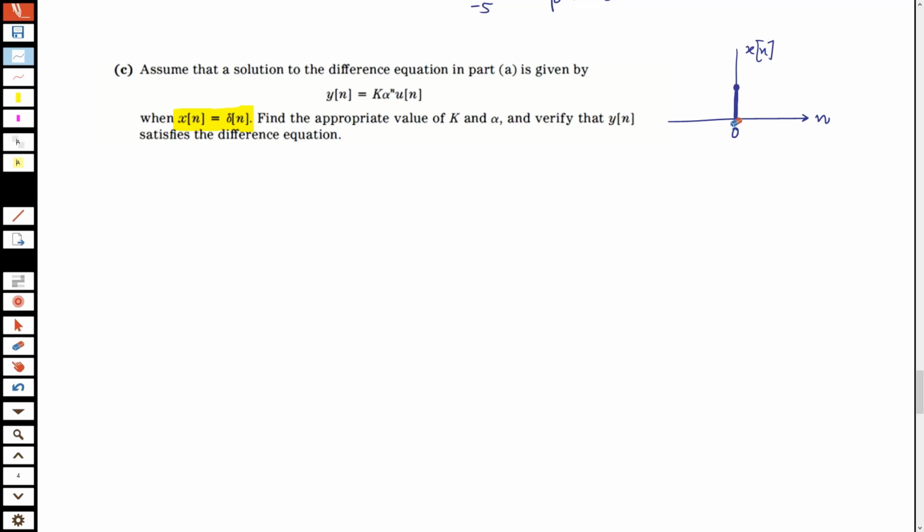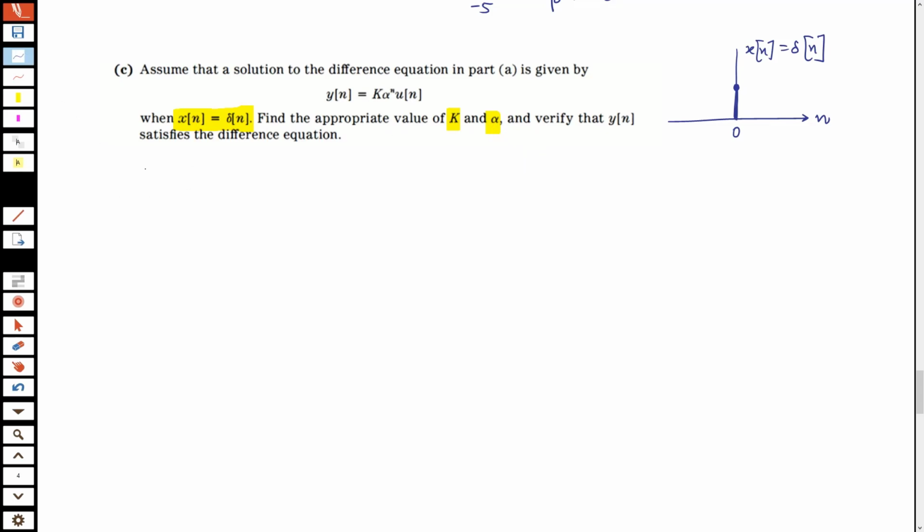This is delta n. Given this, we need to find an appropriate value of k and alpha and verify that yn satisfies this difference equation. So the potential value of the solution is given, and we just need to verify it and also find an appropriate value of k and alpha. So let's plug in these values.